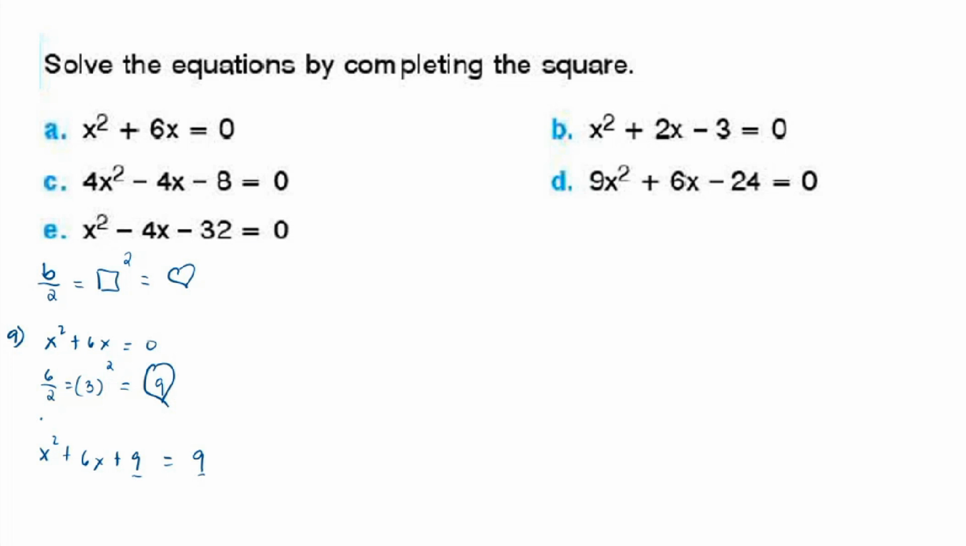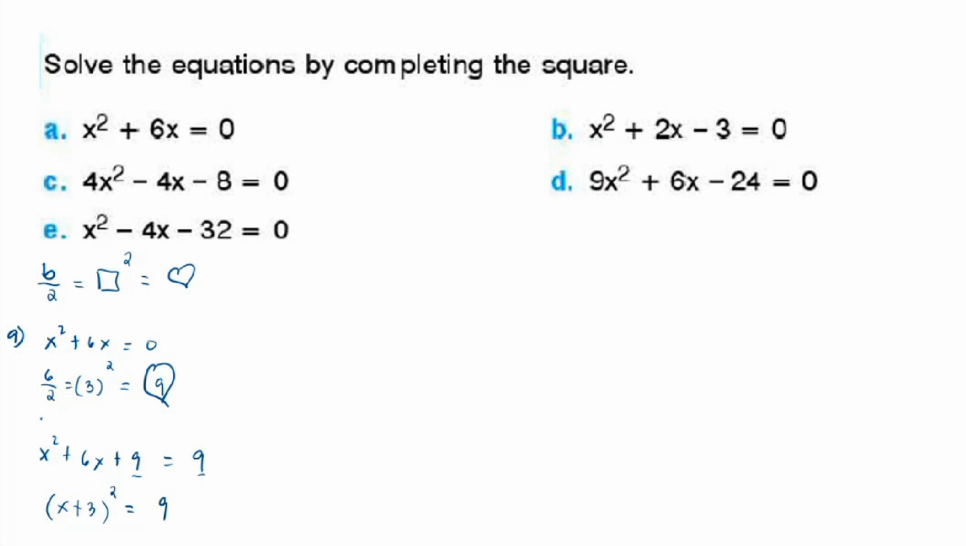So the square root of x squared is x. I use plus because the sign of the middle term is plus. And then the square root of 9 is 3. And then the factor now is x plus 3. The quantity of that will be squared is equal to 9.